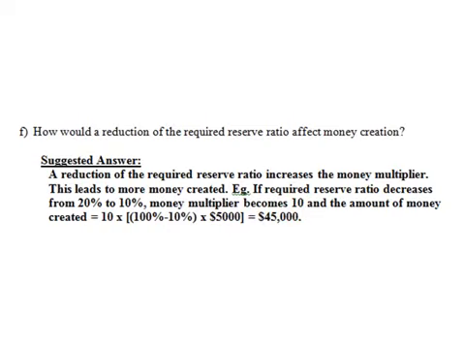So when the central bank allows commercial banks to lend more by telling them to keep less required reserves, the money multiplier will go up and more new money will be created. $45,000 created when you have a 10% triple R. You contrast that with the earlier part of the question, 20%, you created 20,000. So you obviously created much more when the required reserve ratio goes down.